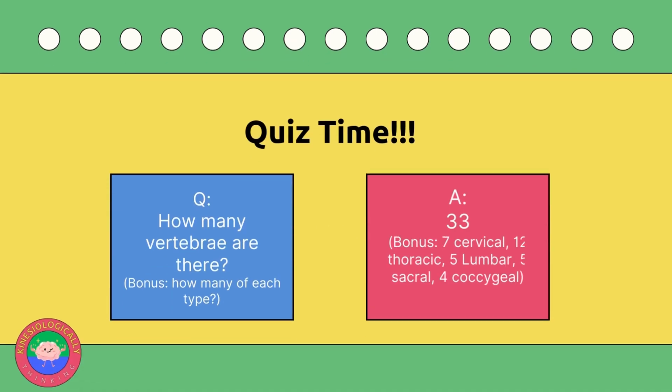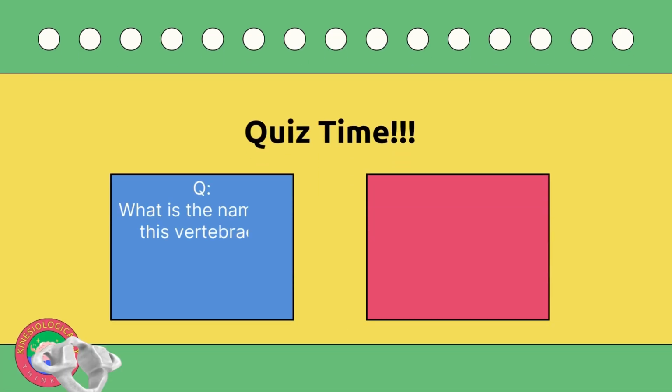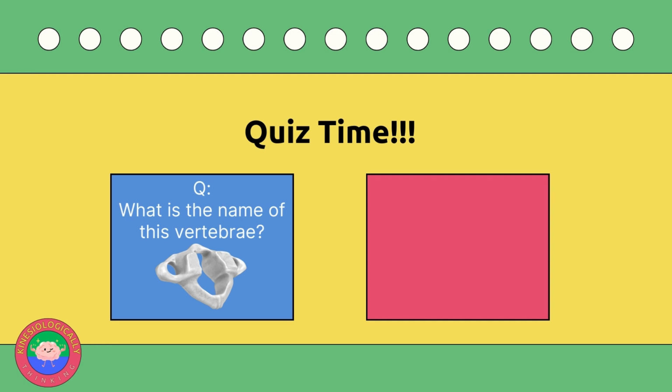Answer time, a total of 33 vertebrae. And for bonus points, 7 cervical, 12 thoracic, 5 lumbar, 5 sacral, and 4 coccygeal. 1 point for each one you correctly listed. Question number 4. What is the name of this vertebrae?